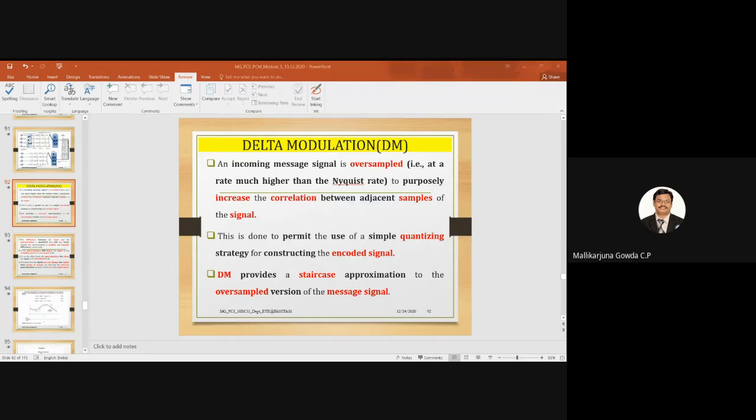Okay, so to overcome that issue, we are going for delta modulation. In case of delta modulation, we can reduce the transmission bandwidth, and since we are using only a 1-bit quantizer, the bandwidth requirement has been drastically reduced. We'll see how much bandwidth has been reduced when compared to PCM.